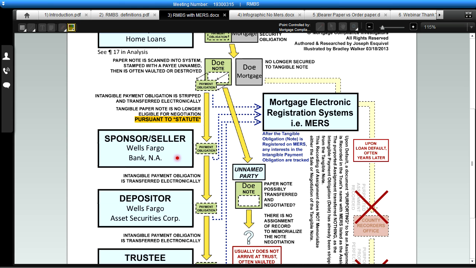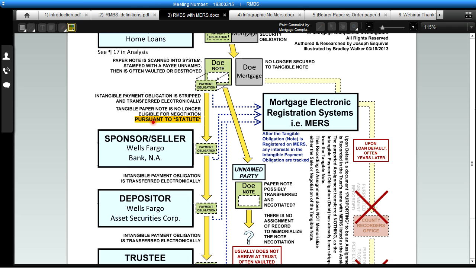Now, down here I put in pursuant to statute. Under UCC 3-203 subsection D, that is the Uniform Commercial Code under transfer of instrument and rights acquired by transfer. Now, all 50 states have codified some version of this. If you're in New York, you use UCC 1961. It just depends on the state.